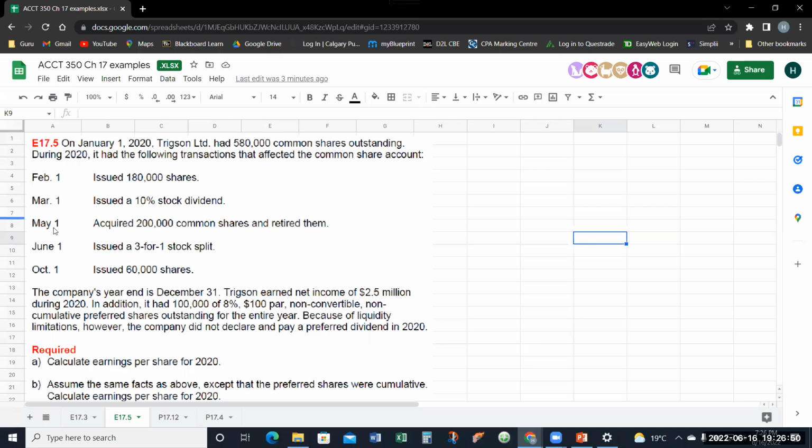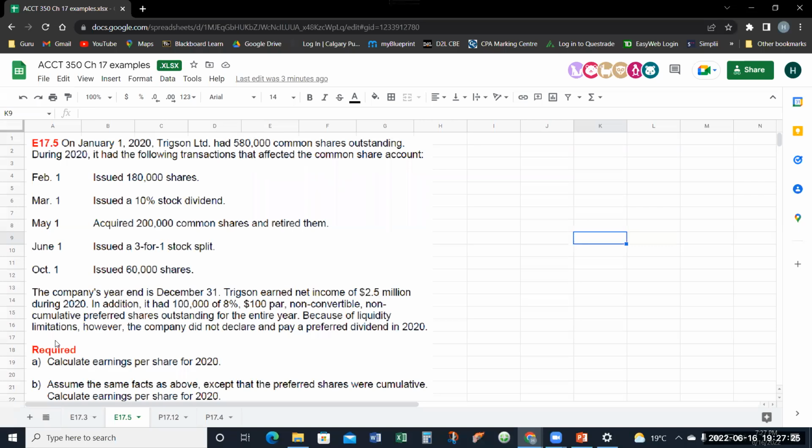All right. May 1st, acquired 200,000 common shares and retired them. So that'll reduce the number of shares. June 1st, issued a 3-for-1 stock split. And then finally, October 1st, issued 60,000 shares. The company's year end is December 31st. Trigson earned net income of $2.5 million during 2020. In addition, it had 100,000 of 8%, $100 par, non-convertible, non-cumulative preferred shares outstanding for the entire year.